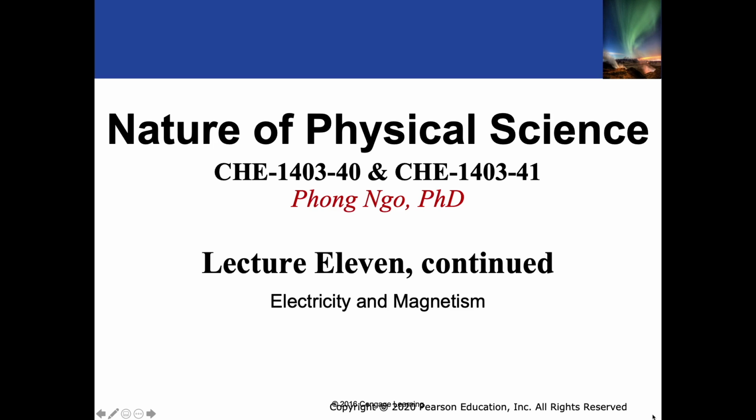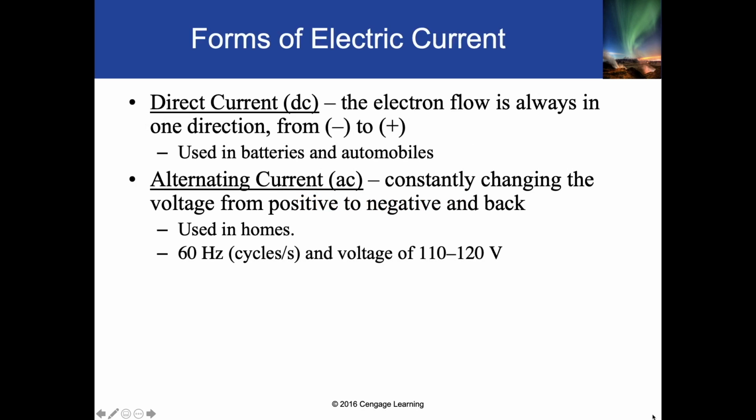All right. So just a continuation of electricity and magnetism. Now we're going to start talking about electric current, right? There are two types of electric current: DC, and also AC. In DC current, electron flow is always in one direction, from negative to positive.